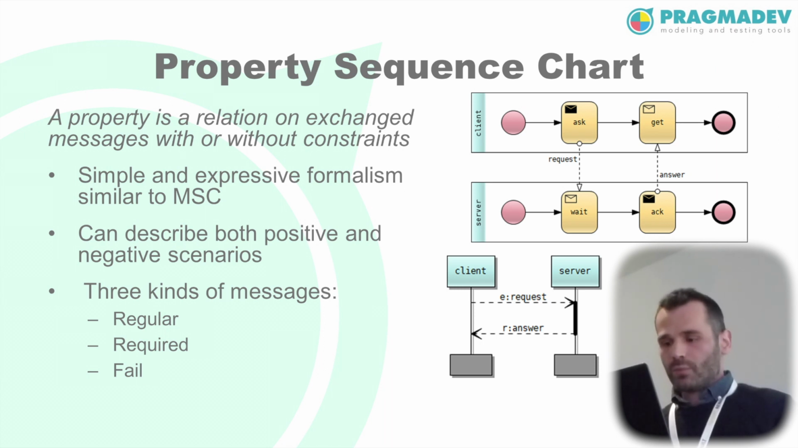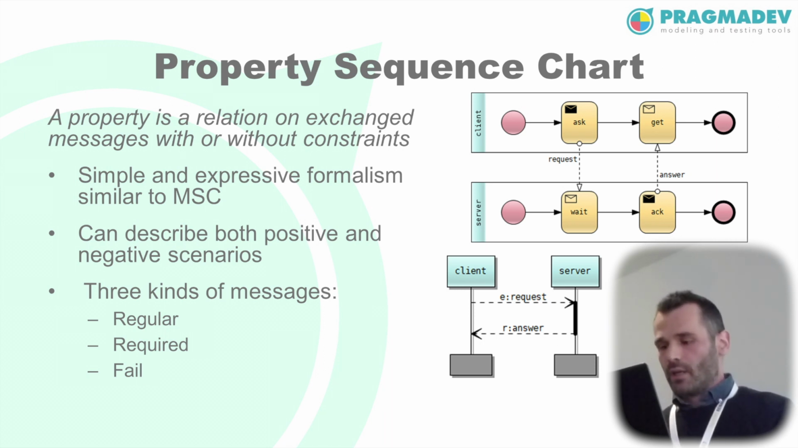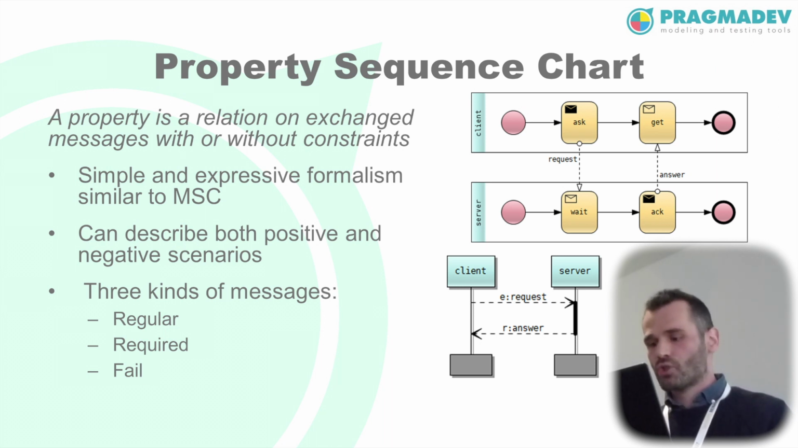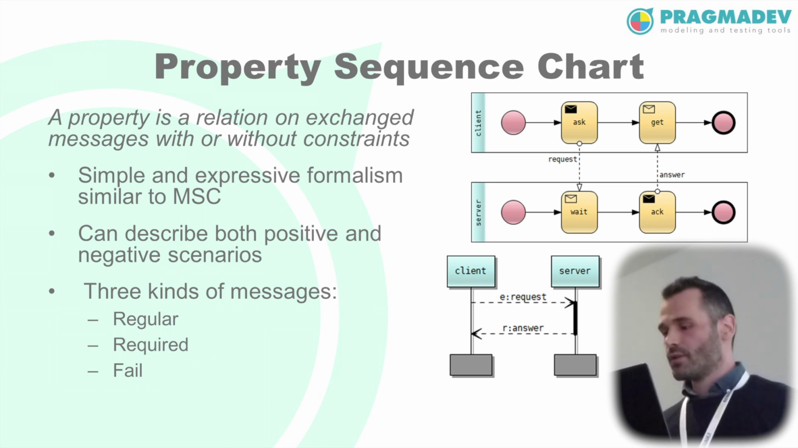So here we have an example of a client server, a very simple example with two participants exchanging two messages, the request and an answer. In the lower part of the picture, we can see a sequence chart with the same messages. The only thing that changes in comparison to a message sequence chart are the prefixes of these messages. The E part means that it is a precondition. The R part means that the message must occur if the preconditions are met.